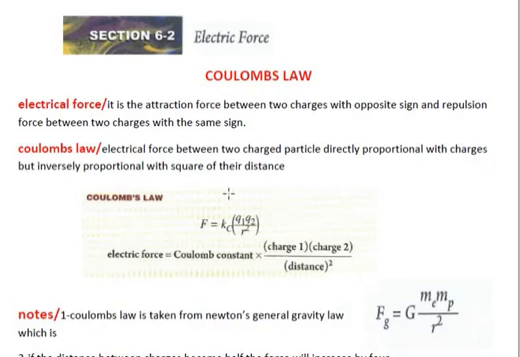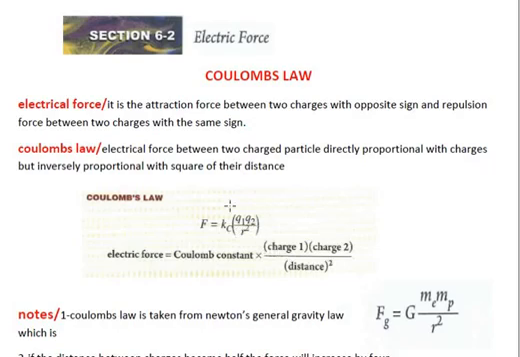So according to Coulomb, here we have the law. It says electrical force Fc is the force that occurs as a result of two charges. Here we have Q1, Q2, and the distance between them, r squared. It is directly proportional to the charge, but inversely proportional to the distance between them.